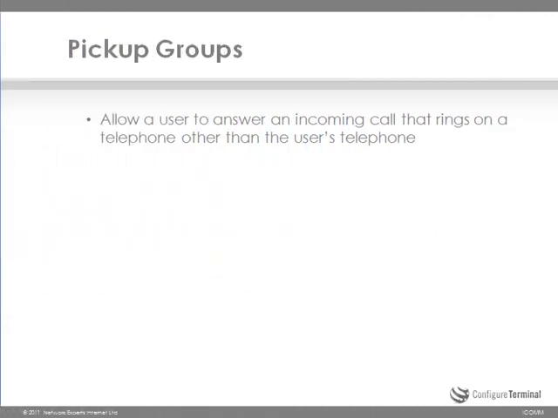Pickup groups allow a user to answer an incoming call that rings on a telephone other than the user's telephone. In other words, if you and I are in the same office and your phone rings, rather than me walking to your desk, I can press a pickup key that allows me to receive your call.